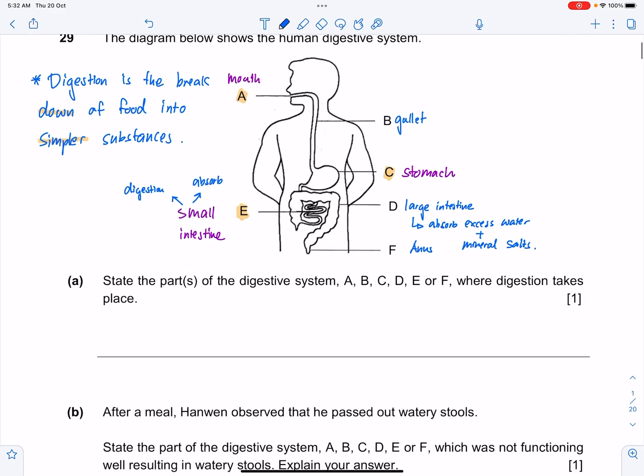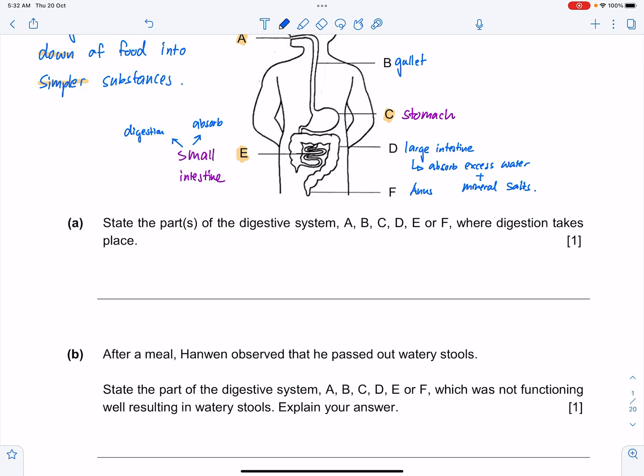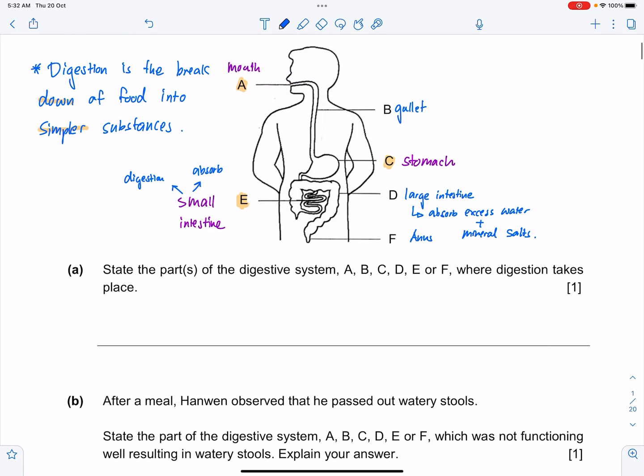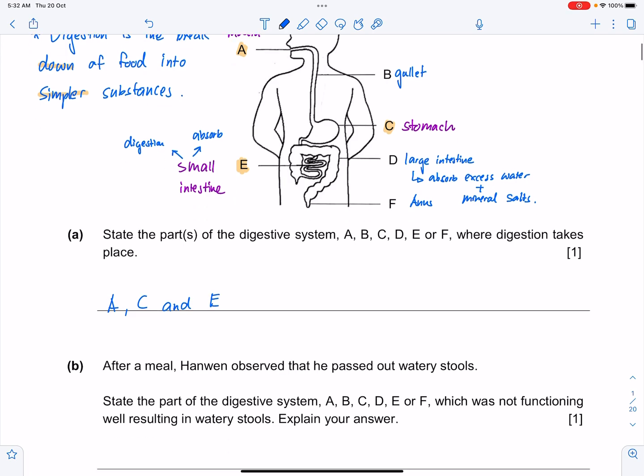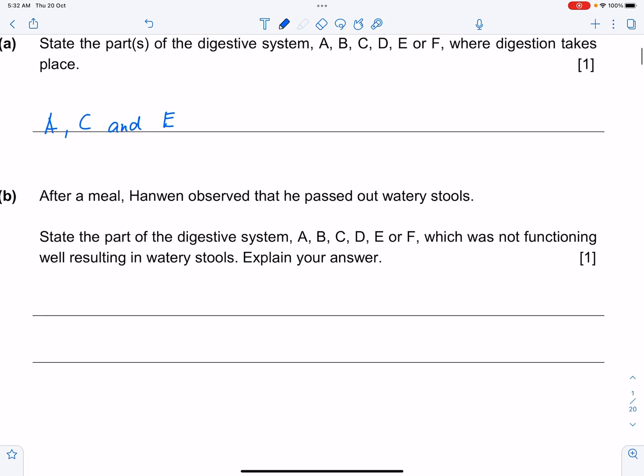Alright? So now that we have done a quick revision, we are ready to answer. So the answer over here would be A, C, and E. Okay. Now, in the next question, after a meal, Hanwon observed that he passed out watery stools. State the part of the digestive system A, B, C, D, E, or F which was not functioning well in resulting in watery stools. So watery stool tells you that it's too much water in the stools, right? Your feces.